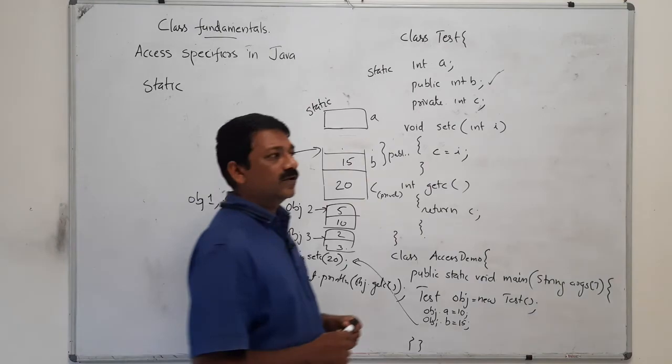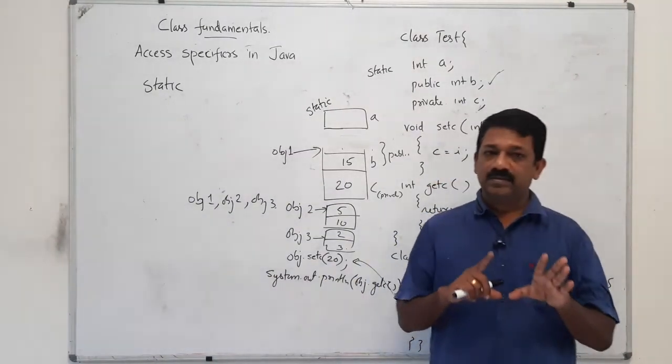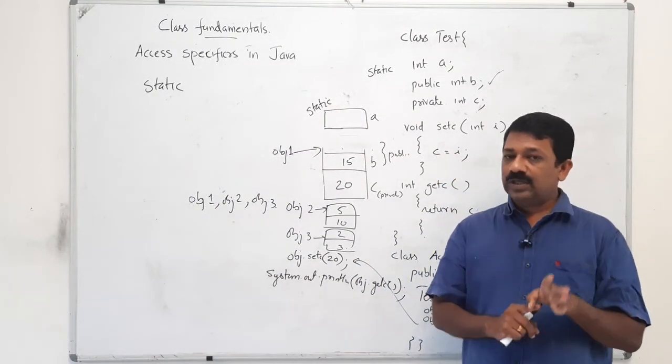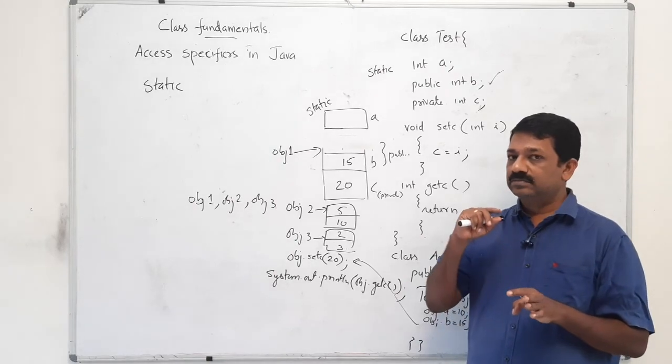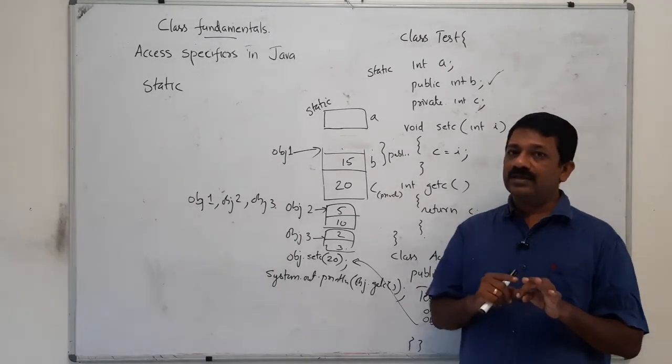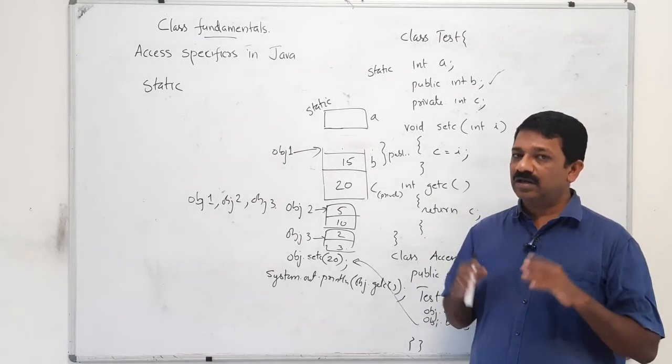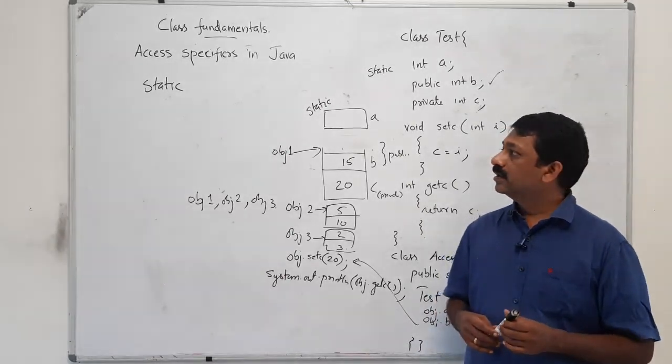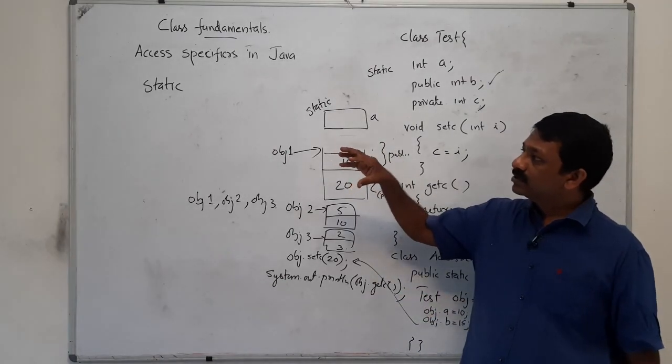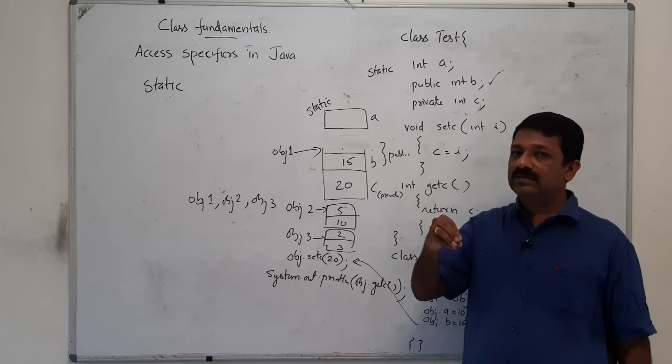Then there are different access specifiers like protected, automatic, etc. They are not relevant at this point, and you have to study these three things at this point.